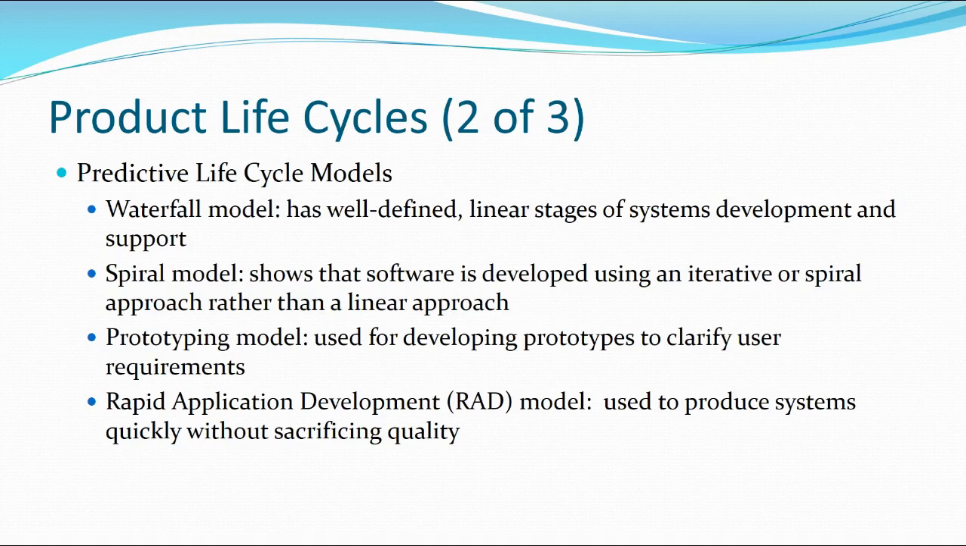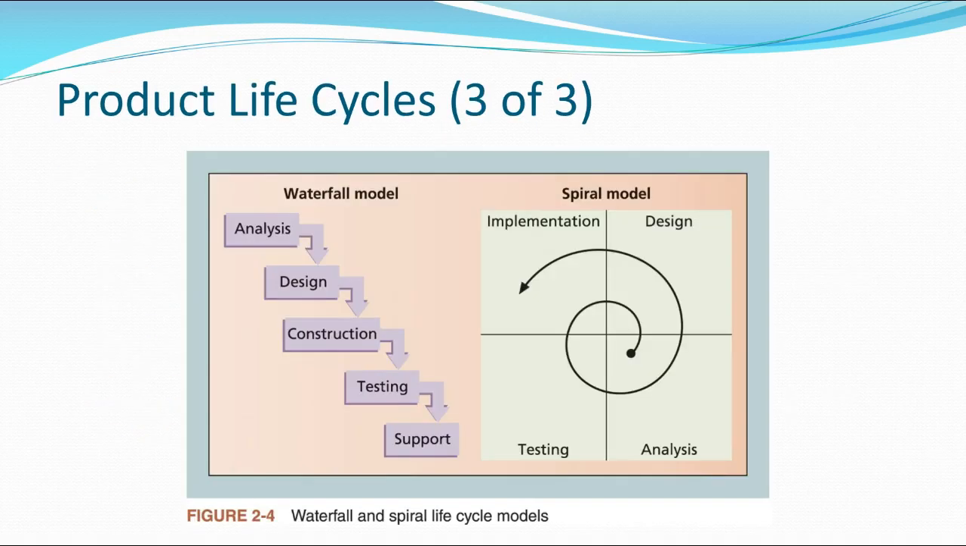So for example, the waterfall model goes through very rigid, very standardized processes: analysis, design, construction, testing, and support. Whereas in the spiral model, you might be doing all of these phases back and forth. It's not as linear. So that predictive life cycle means that you are going to anticipate there will be errors, but it tends to move more quickly.